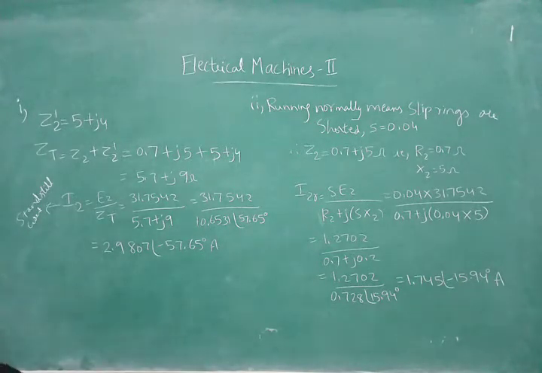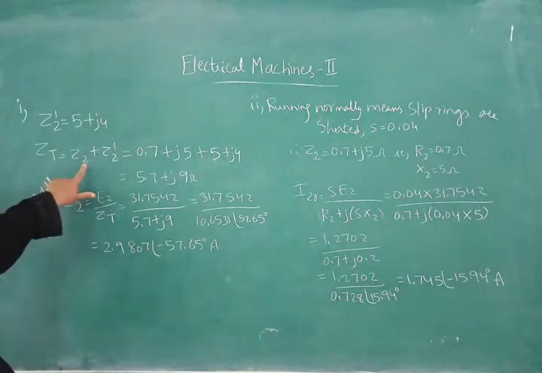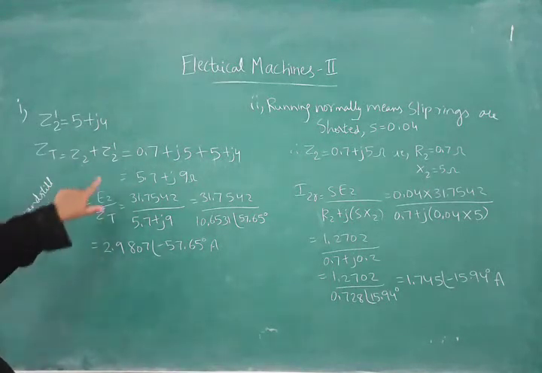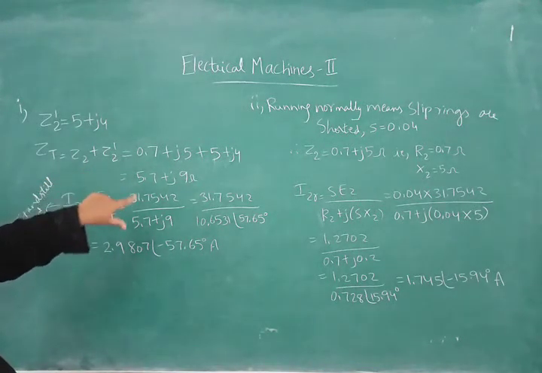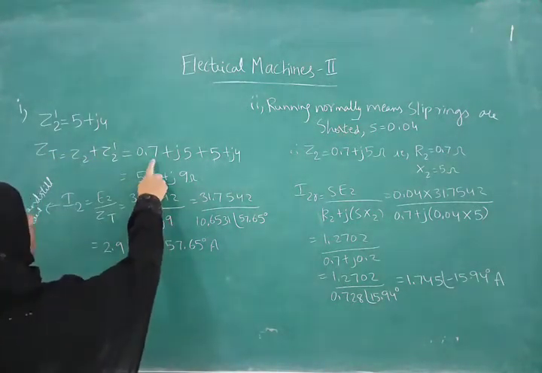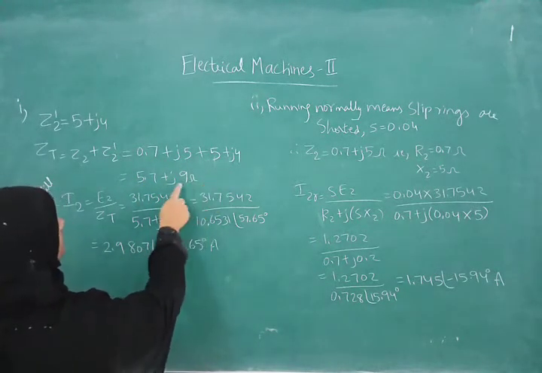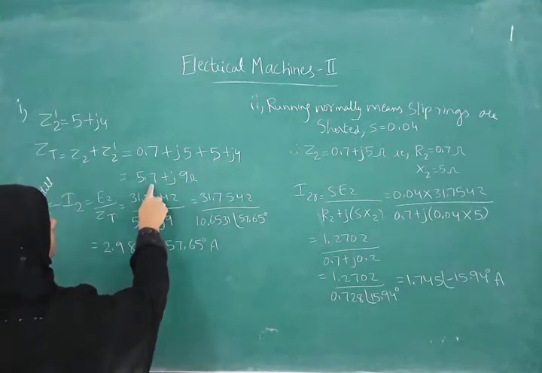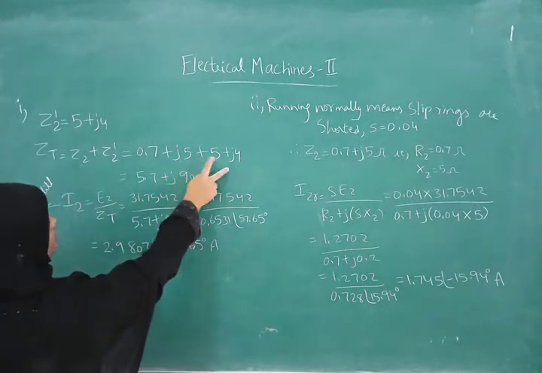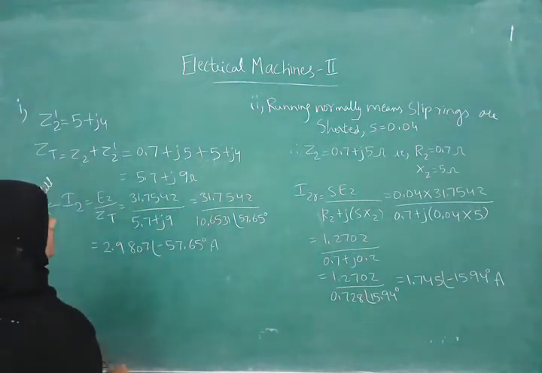So we have to find the rotor current at standstill condition and at running condition. Z2 dash is given as 5 plus J4. So ZT will be equal to Z2 plus Z2 dash, the total impedance. Z2 is given as 0.7 plus J5 and Z2 dash is 5 plus J4. Add these two. How will you add? 0.7 plus 5 will be 5.7, these are the real parts. Then J5 plus J4 will be J9. So this will be my total impedance, 5.7 plus J9.